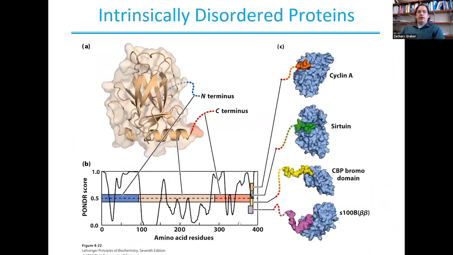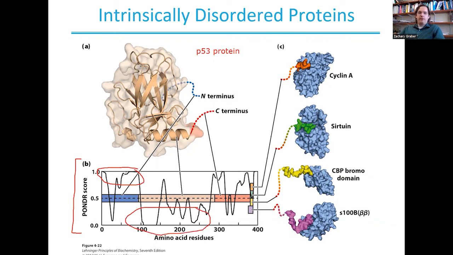Intrinsically disordered proteins can be very useful because of that flexibility. Here's an example. This is the P53 protein, and this protein has multiple different protein targets that it needs to bind to. This figure down here gives us the Ponder score. This is a score that just indicates the overall disorder of different regions within our protein. A high Ponder score indicates a region that tends to be more disordered, and a low Ponder score indicates a region that is more ordered.